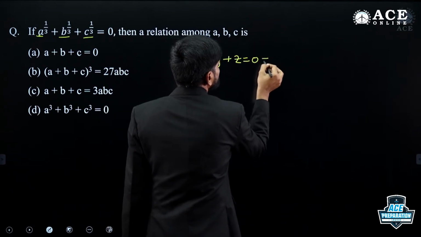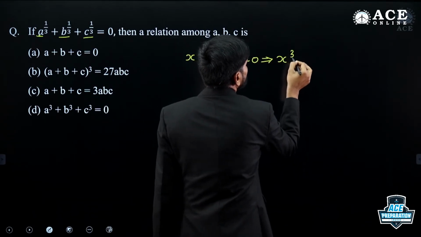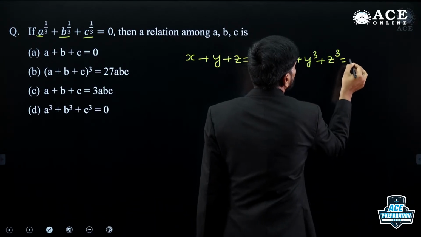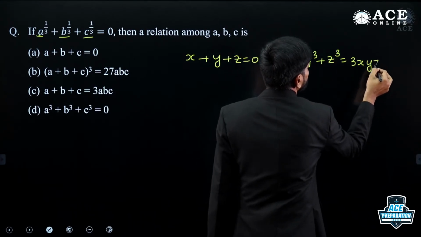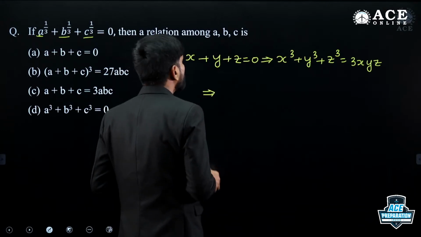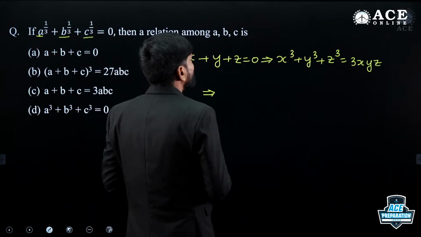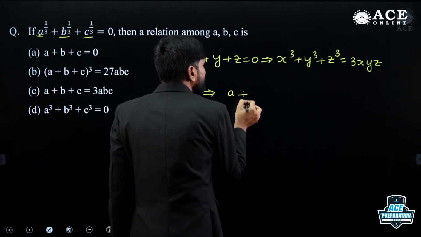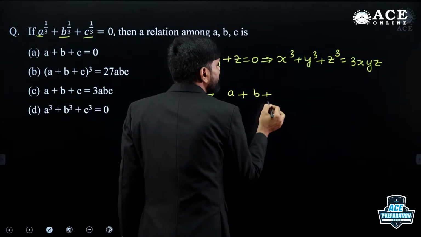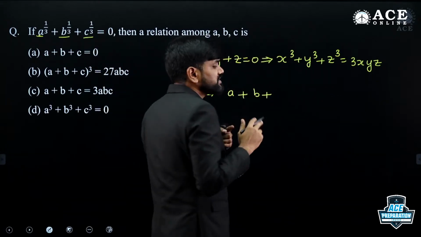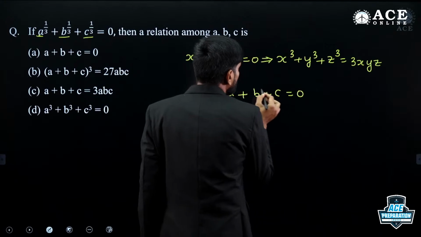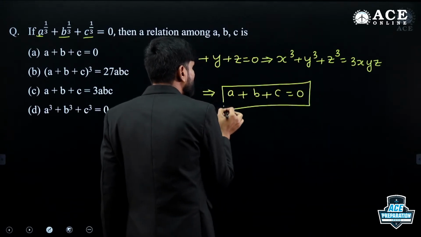If x plus y plus z is 0, I can say that x cube plus y cube plus z cube is equal to 3xyz. So in place of x, I have a power 1 by 3. If I put a power 1 by 3 whole cube, that will give you a. Plus in place of y, I have b power 1 by 3, whole cube will give you b. Plus in place of z, I have c power 1 by 3, whole cube will be equal to c. So this will become equal to what?